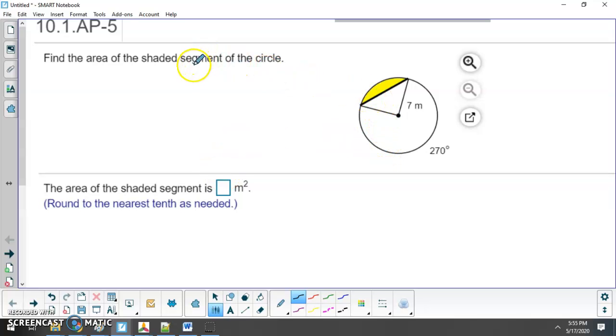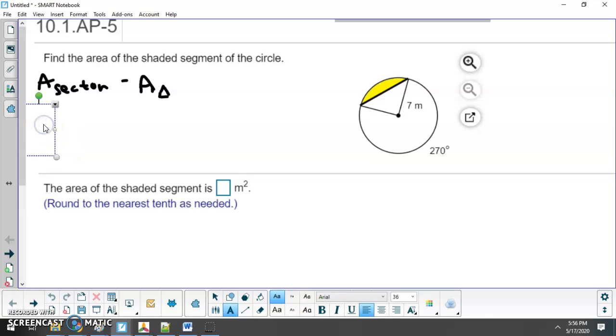Here you're finding a segment of a circle again. Remember, anytime you're finding the segment of a circle, you have to take the area of the sector. If you don't remember what the sector is, it's a slice of the area. So you take the area of the sector and you subtract from it the area of the triangle, that's a subscript triangle there, and that gives you the area of the segment. Let's go ahead and figure out the area of the sector here.